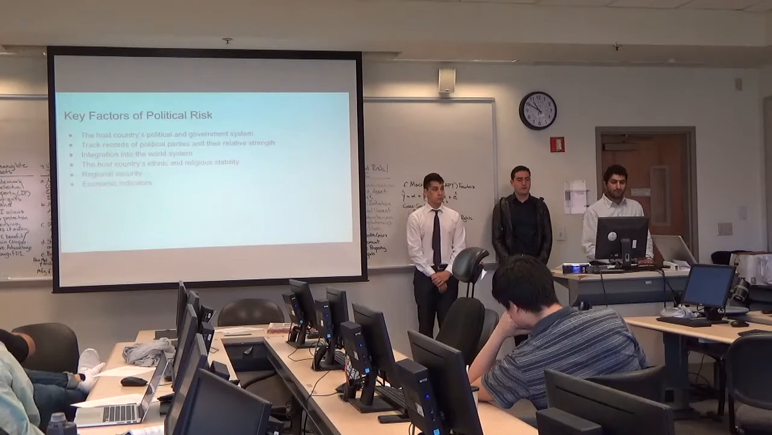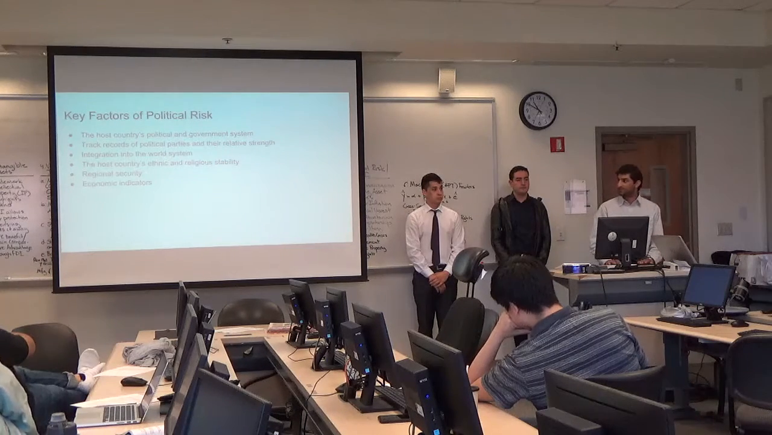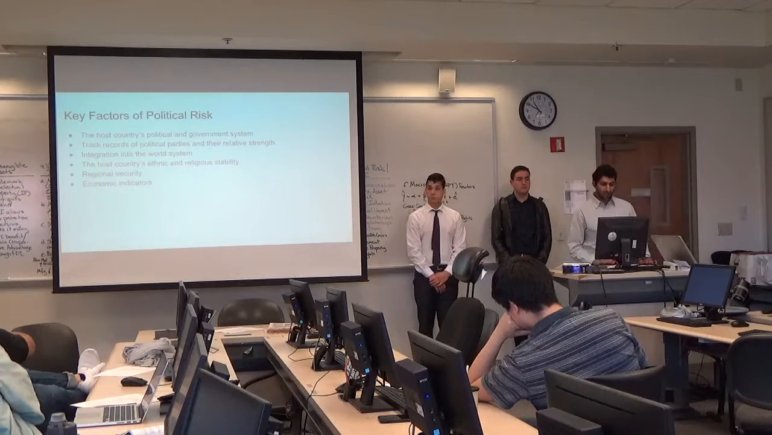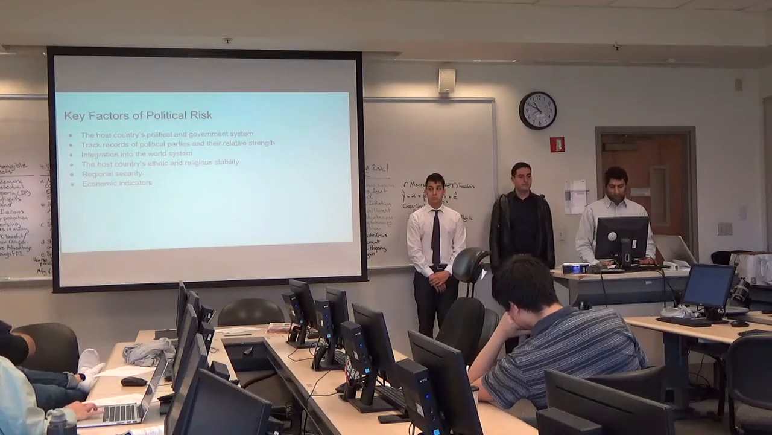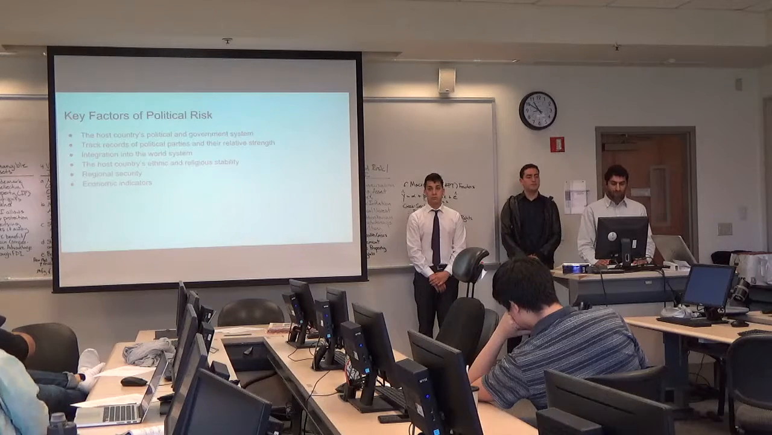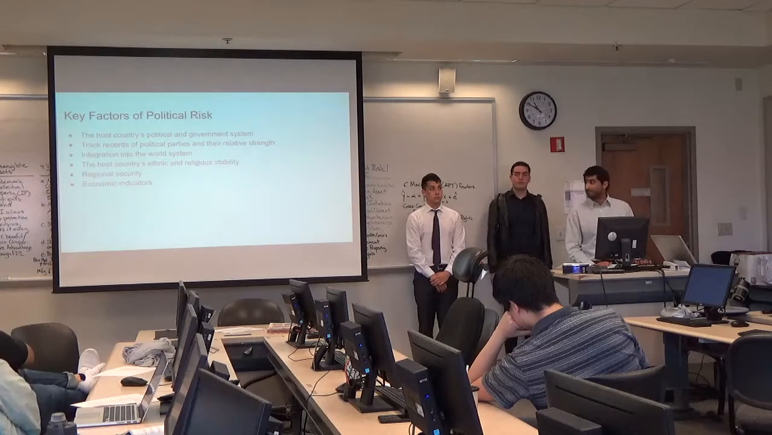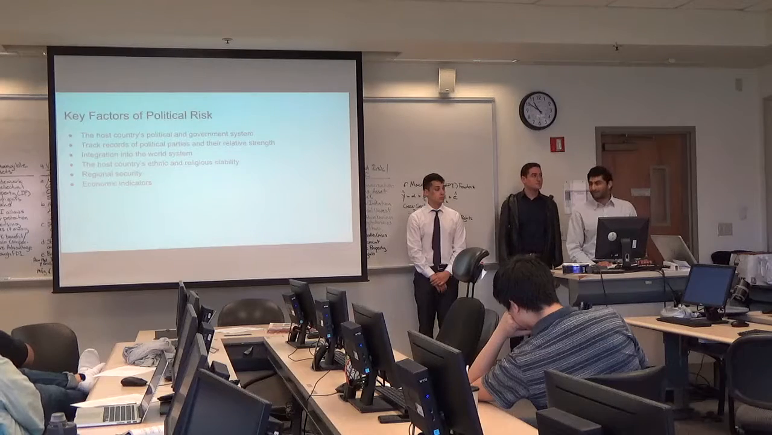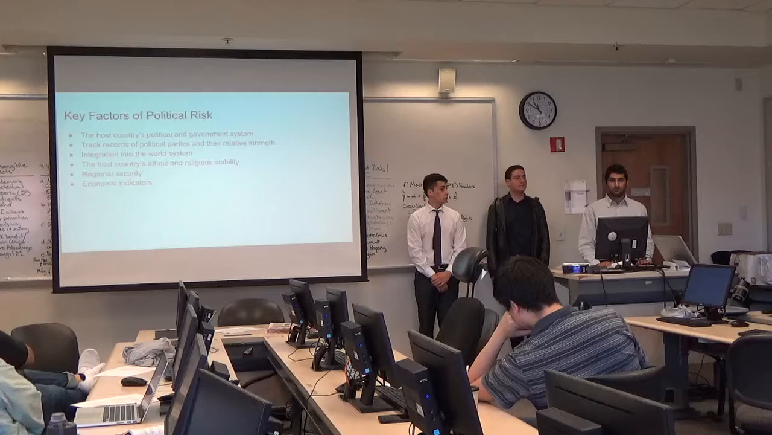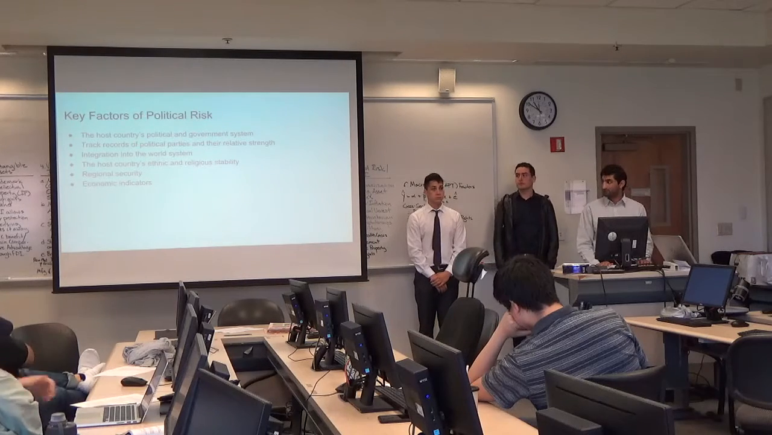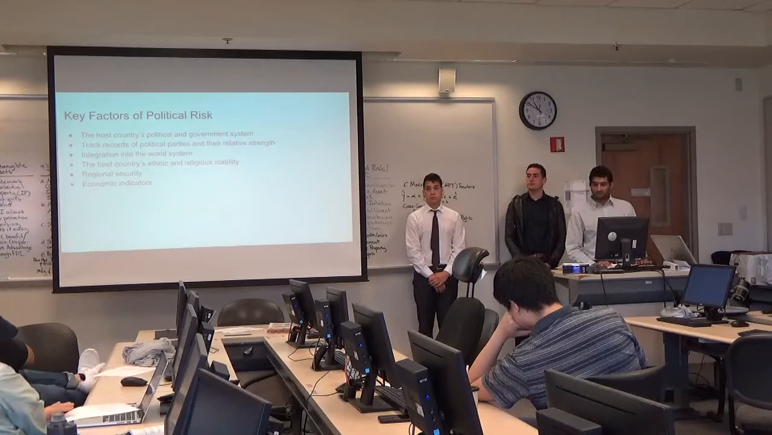And then when it comes to political risk, there are six defining factors for it. The first one is the host country's political and government system. If a country has too many political parties and frequent changes in government, their political risk increases. The second is track records of political parties and their relative strength. An example of this would be if the country you want to invest in has political views of socialism, then they're probably a higher risk to invest in, with high political risk. But if they're more liberal, then they have a lower political risk.